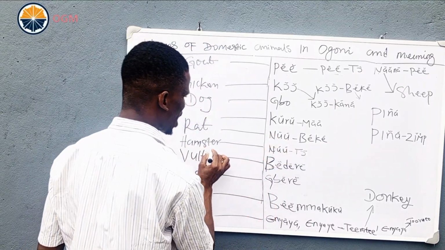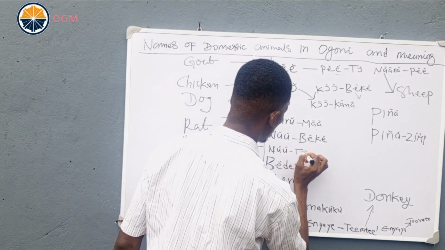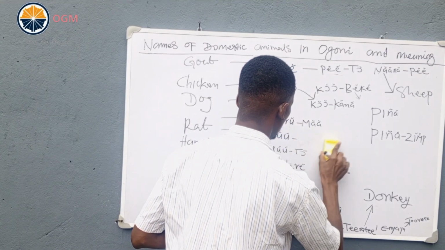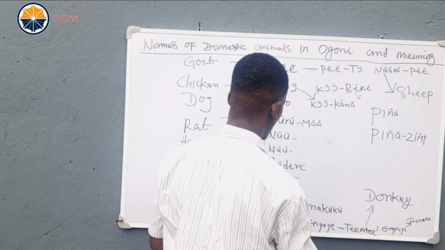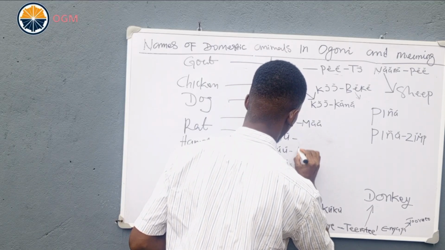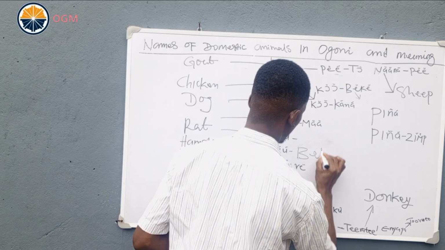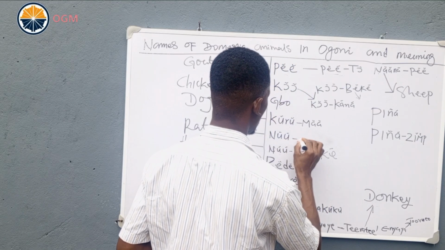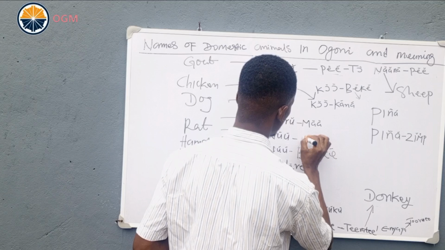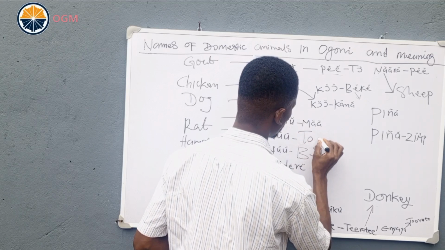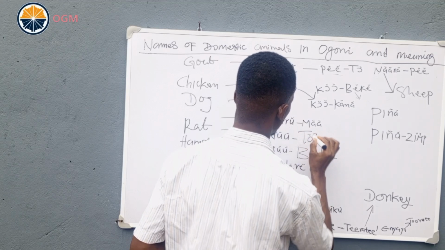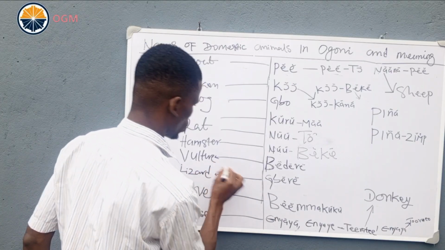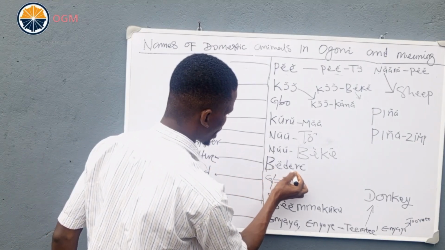We have hamster. Hamster is nu beke. Nu beke is called hamster, while nu is called nu top. Then here we have vulture, which is bedere.